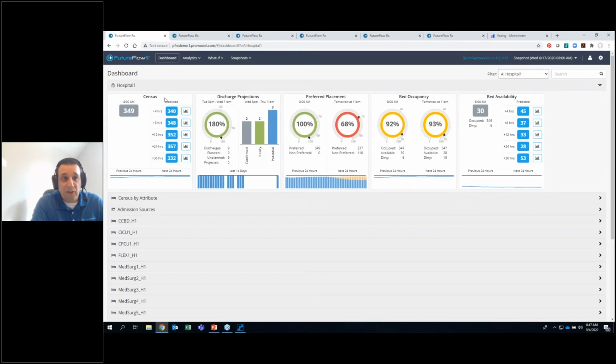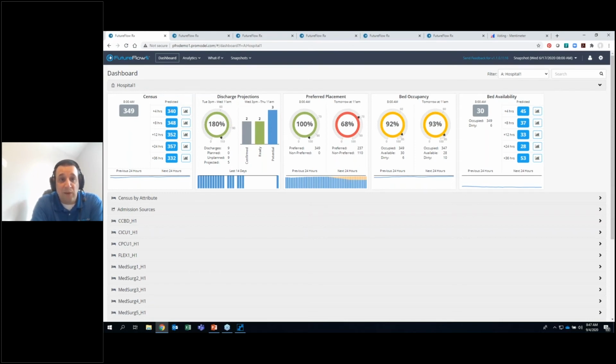So for example, I'll just focus on one card here. If we're looking at our census, every hour we get a data feed from the electronic health record systems, and we can show that at 8 a.m. we had, no kidding, 349 patients, that's heads and beds.